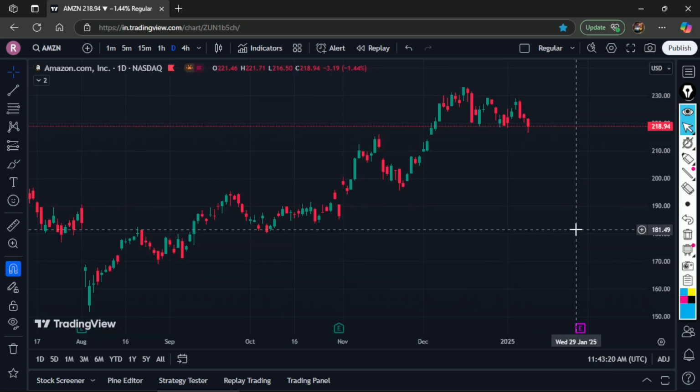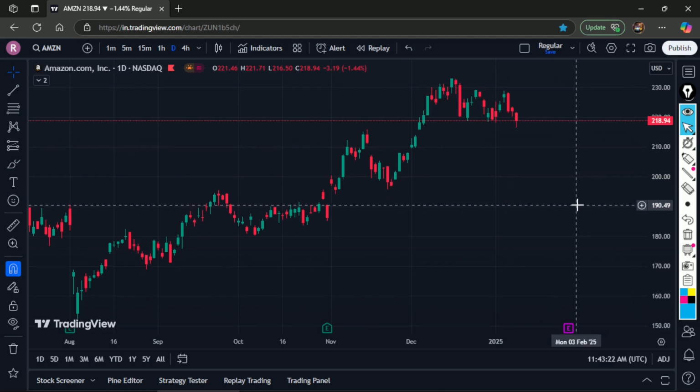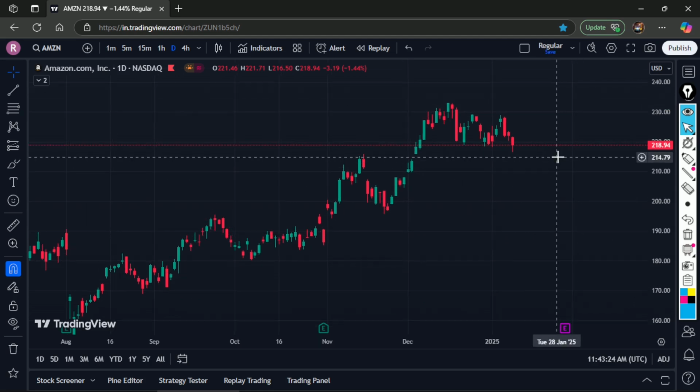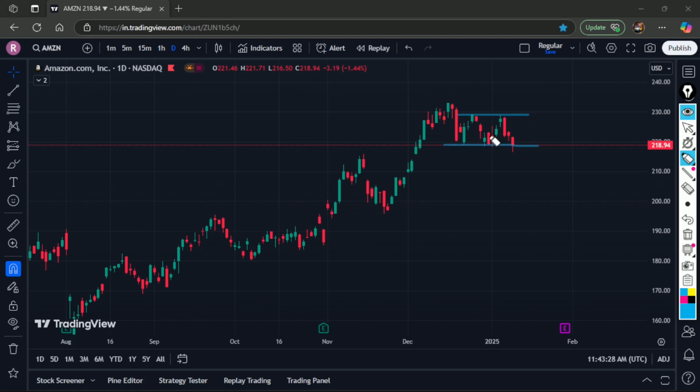Now in Amazon, what is it? Amazon here, as we can see, was near a range, and in this range it tried to break the range, but buyers came in at the last. As you can see, it has made a tail near the bottom side, right? So it is a sign that buyers are still present there.